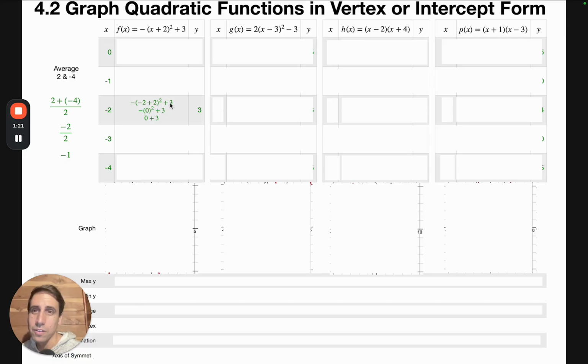Negative 2. As you can see, negative 2 plus 2 cancels, you get 0. 0 squared is still 0. Make it negative is still 0. Then you add 3, and you get 3. You're going to need a lot of room when you make these tables in your composition book. It's okay. We can do these calculations. Negative 1 plus 2 is positive 1, and then when you square it, you get 1 still, and then you make it negative, it becomes negative 1. Negative 1 plus 3 is 2.